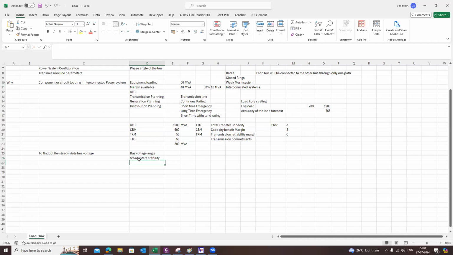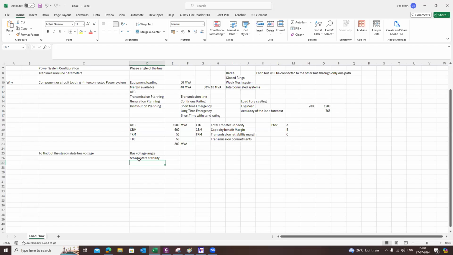Stability, right? So what is the steady state stability? You may come across the terms like steady state stability and transient stability. Steady state stability means during the normal condition when the system is connected to the network. And during transient conditions, like during a fault or any disturbance in the grid, the ability of the system to remain in synchronism is transient stability.